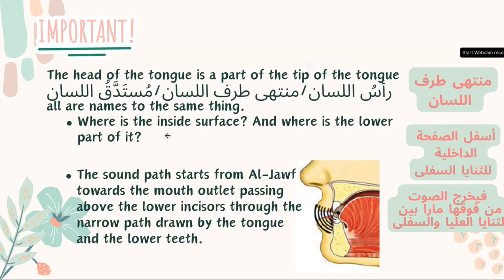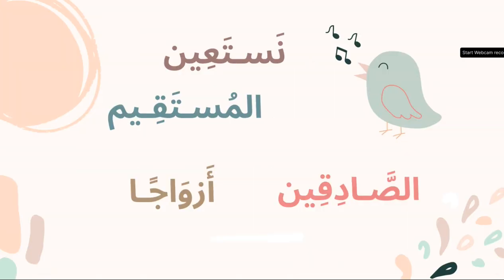All these are names of the same thing, the same area, the same place. And as I mentioned before, where is the inside surface? And where is the lower part of it? Now, this is the inside surface here. This is the teeth, and this is the inside surface. And where the tongue touches is the lower part of it. So the sound path starts from al-jawf towards the mouth outlet, passing above the lower incisors through the narrow path drawn by the tongue and the lower teeth, okay? And this is how the whistling sound is created.